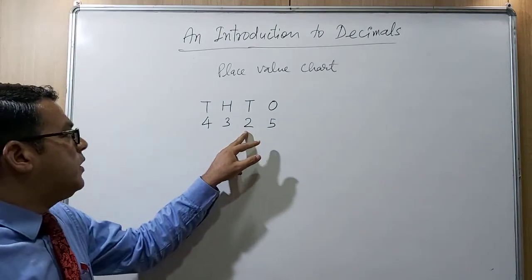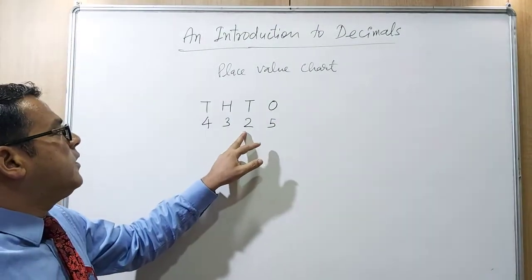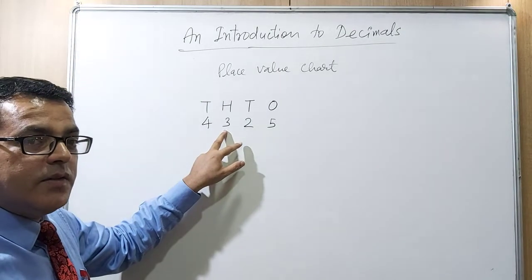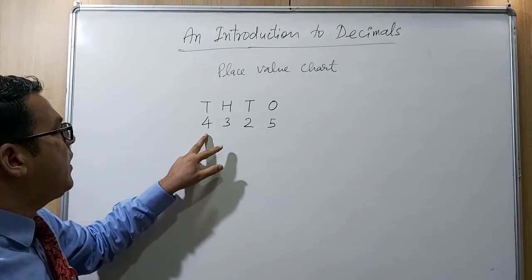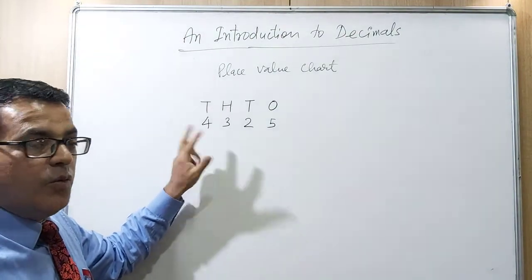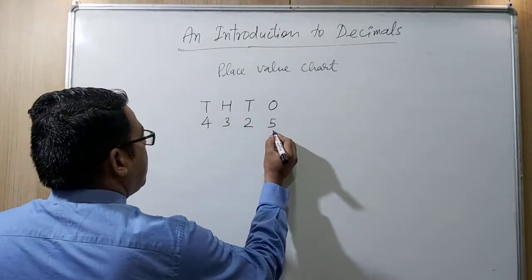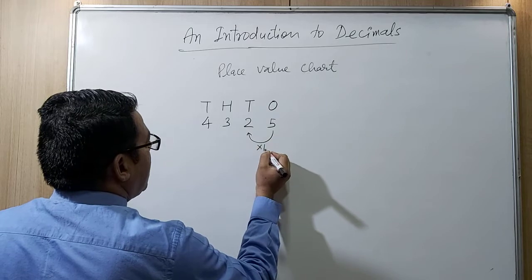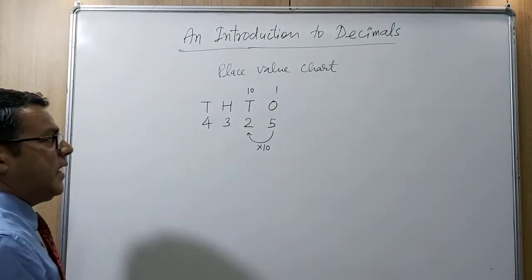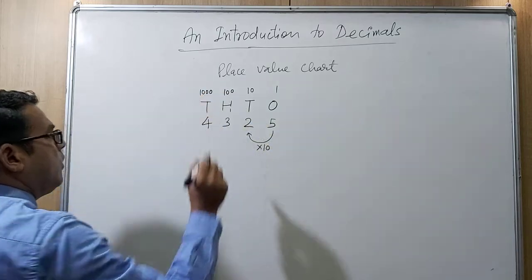Place value of this 2 is, we need to multiply this 2 by 10. Right? So we will get 20, and place value of this 3 will be 3 into 100, so 300 we have, and place value of this 4 will be 4 into 1000, that is 4000. Hope you understand. It means if we are moving from right to left, we have to multiply by 10. Place value of this is 1, of this one is 10, here is 100, and here is 1000, 10,000 and so on.